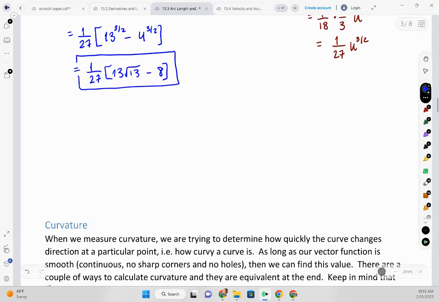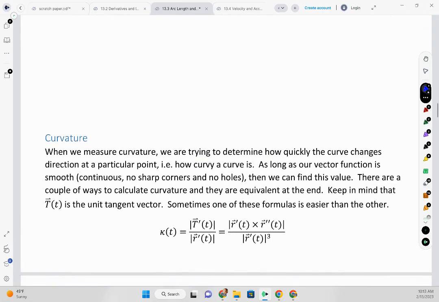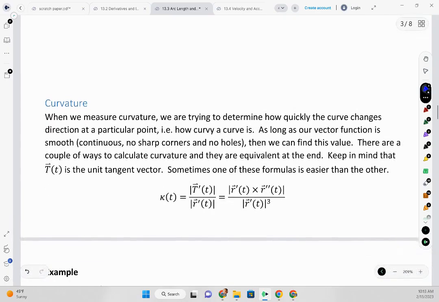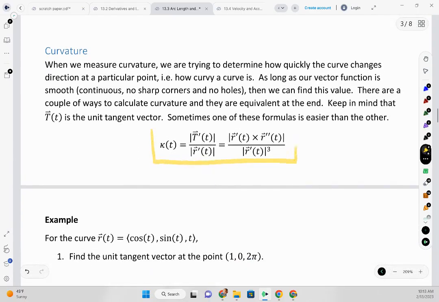All right. Next topic in this section is curvature. And when we're measuring curvature, we're just trying to figure out how fast a curve is changing direction at a particular point. Another way to think of that is like, how curvy is this curve? And as long as our vector function doesn't have any holes in it and it's smooth and has no sharp edges or anything, then we can calculate this value. We have a couple of different ways to calculate it, and I give these on your formula sheet. So just be aware of that, and also be aware of how to use them and which one might benefit you more.